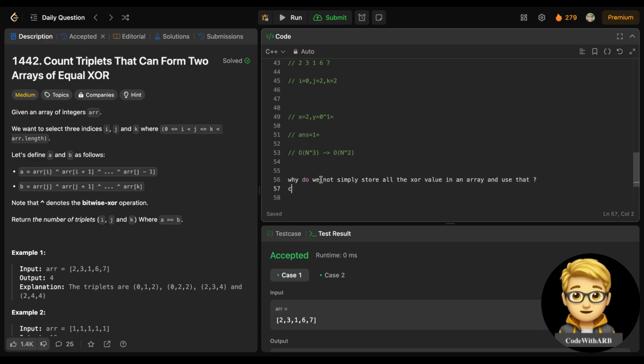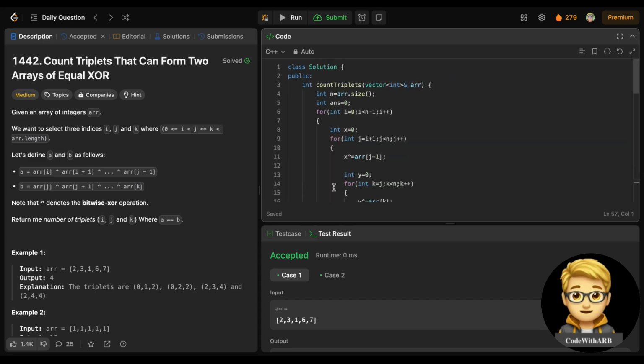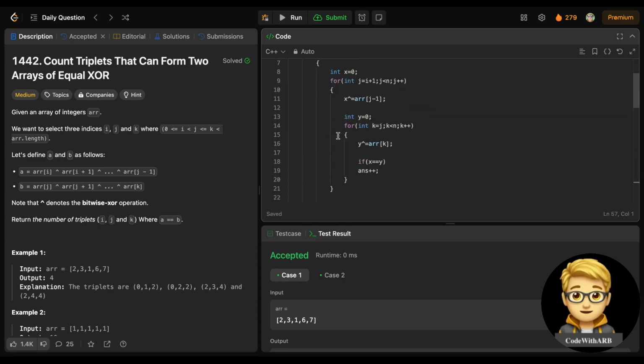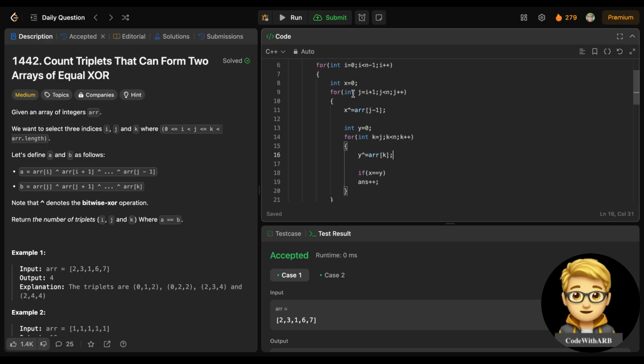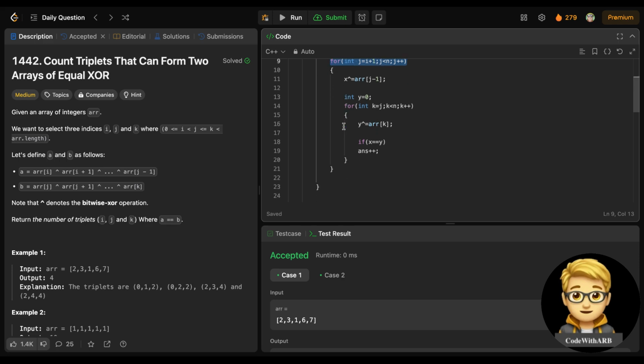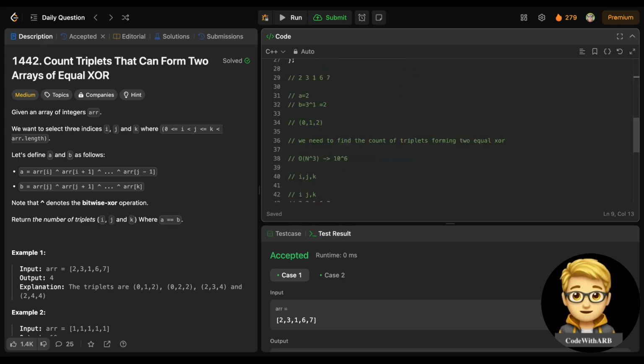Can we do that? Yes, we can do that, because this extra for loop is only for generating the cumulative XOR value. If we store this initially in a prefix XOR array, we can directly use it at every index. That will lead to only two for loops.